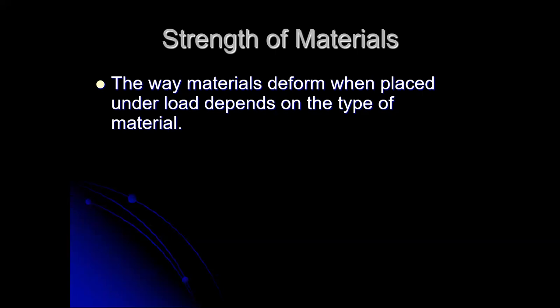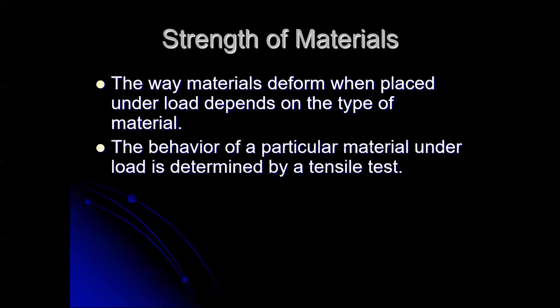So the way that a material deforms when we put it under load does depend on the type of material, and we determine the behavior of a particular material. So whether we're dealing with different steel alloys or different aluminum alloys, different heat treat levels, oil hardening versus air hardening steel, cold rolled steel, structural steel, 6061 T6 versus annealed, all the different types of materials, we can determine what their behaviors look like by performing a tensile test. So a tensile test is an experimental procedure where we grab hold of the ends of a sample of material and we pull on it till it breaks.